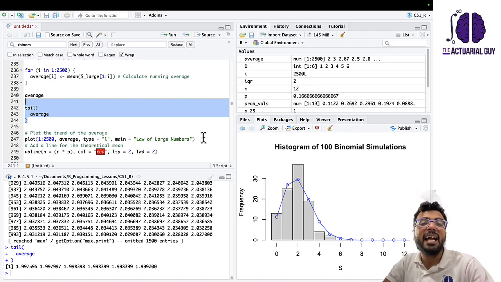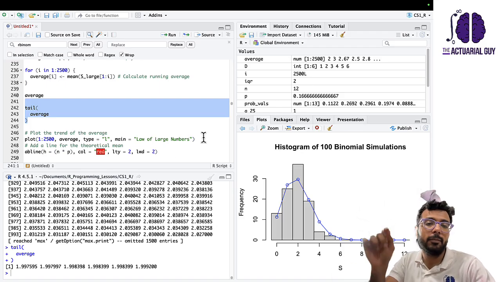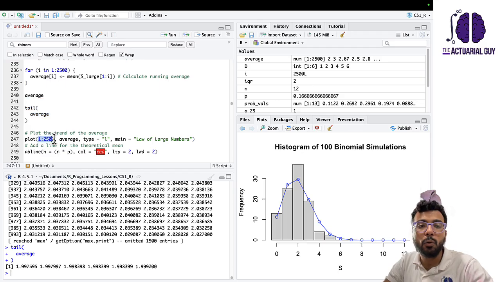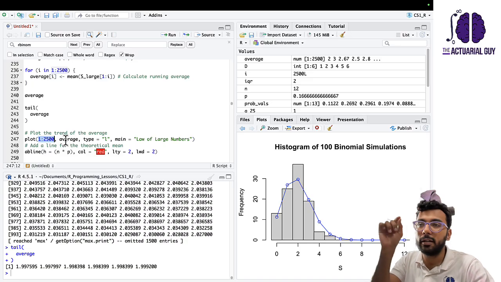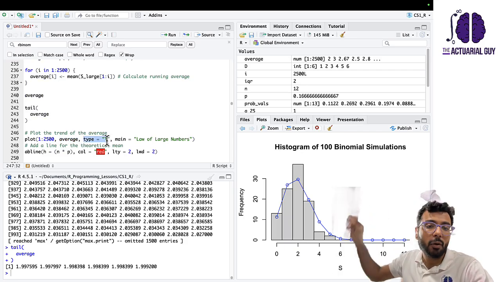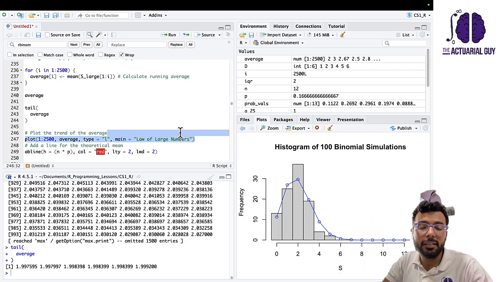Now I'll plot this trend of the mean. I want to plot against 1 to 2500. Recall the first argument of plot is the x axis, so 1 to 2500. How many values am I taking a mean of? Then the second argument is the y-axis, so this parameter is the average. The type I'm taking is a line, because I want to see how it goes as a line. And the title is law of large numbers.